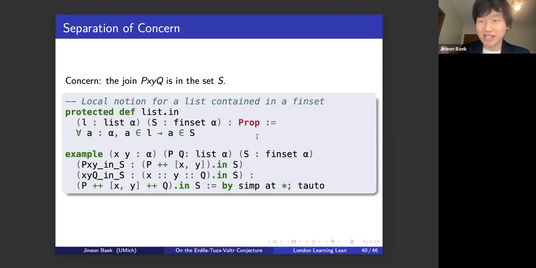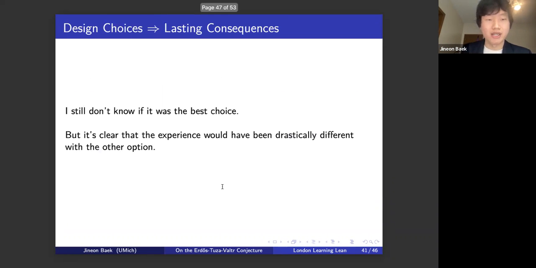A list and a Finset are 2 different things, so you can't just use the subset notation. So I devised a notation that a list is inside some Finset like this. And with this and a bunch of List.mem simp lemmas, this thing is just killed by simp. So at least for me, it was much easier to modularize the code and progress. But to be honest, I still don't know if it was the best choice. It also had drawbacks and consequences as well.